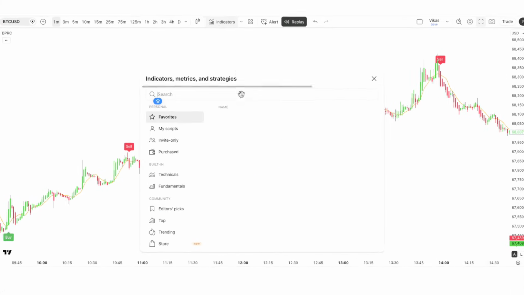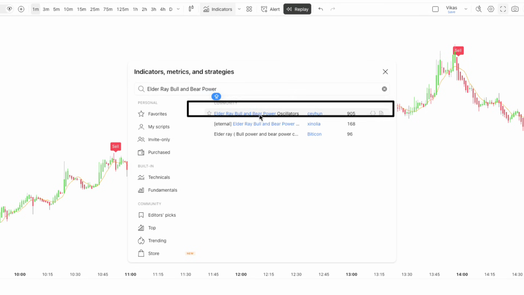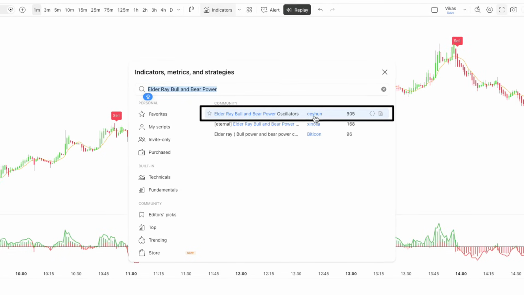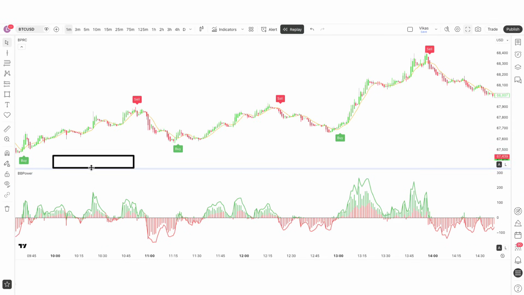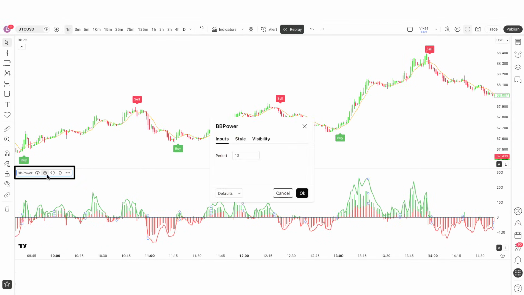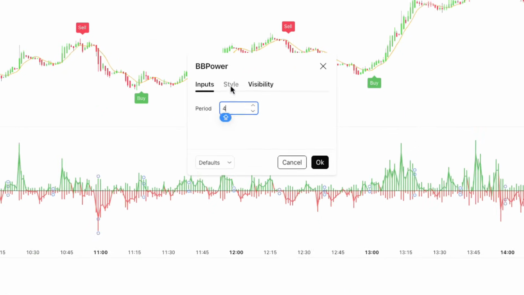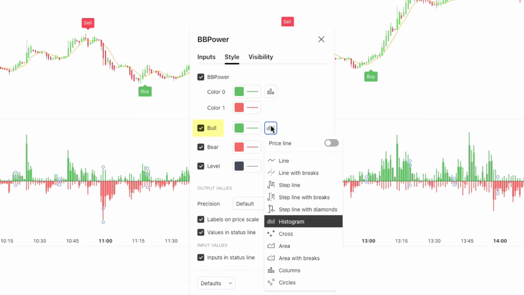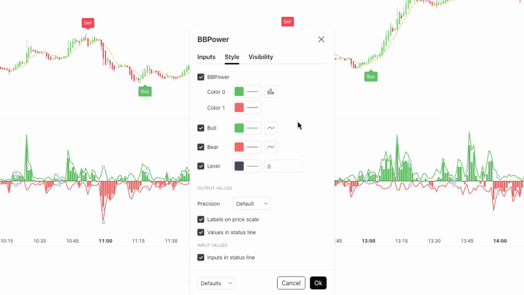Let's go to the Indicator Search tab, search Elder Ray Bull and Bear Power, and select the one called Elder Ray Bull and Bear Power Oscillator, created by Se-Hun. Now let's access the settings of this indicator so we can modify it to suit our strategy. We change period 13 to 4, then change BB Power line to columns, then change Bull and Bear histogram to line, and here everything is fine after that.